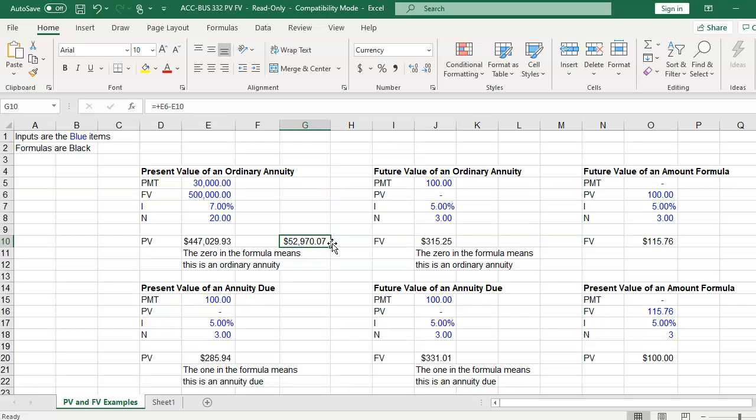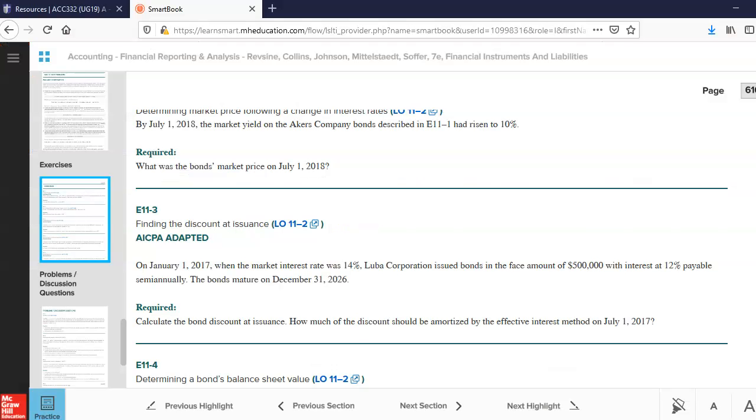So the discount's 52,970, but what they want us to do is figure out a couple of things. How much of the discount should be amortized July 1 of 17? The discount at issuance is 52,970. But the question is how much of that should be amortized away with the next payment in 6 months from now. That's really what we have to figure out.